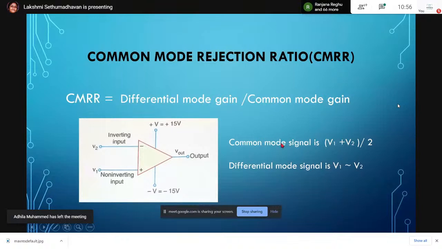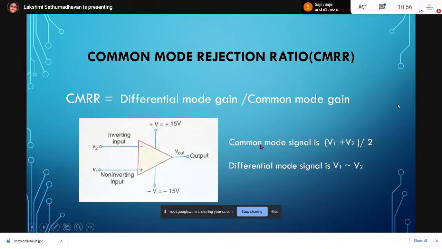What do you mean by differential signal and common mode signal? If I have two voltages, V2 and V1 here, my common voltage level would be (V1 plus V2) by 2. That is the average. That is a common level for both of these. So that is my common mode signal. Now, what is the differential mode signal? It's going to be V1 minus V2.